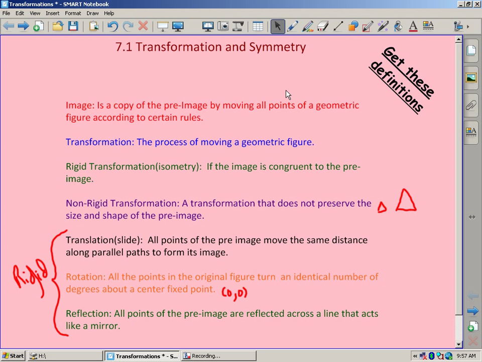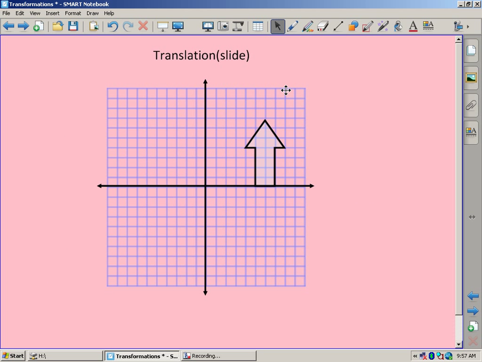So let's illustrate these rigid transformations. We have this right here. This is our object that we're going to move. A slide, you will see, does not change the object at all. It just changes its position. So if I slide, you can see I'm sliding it this way, and I'm going to slide it so it looks like that.